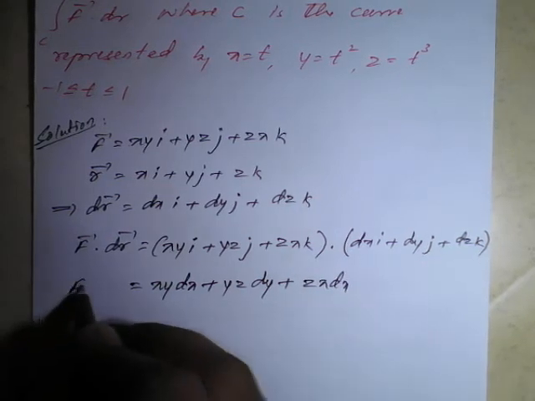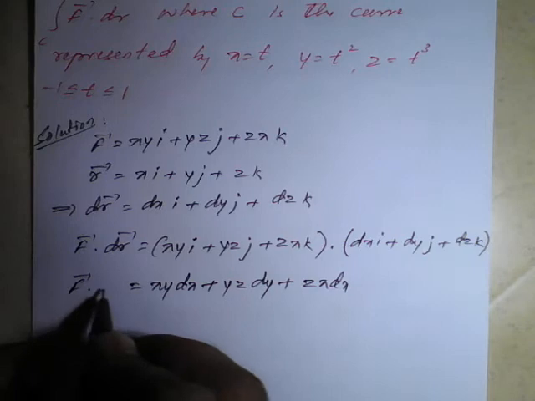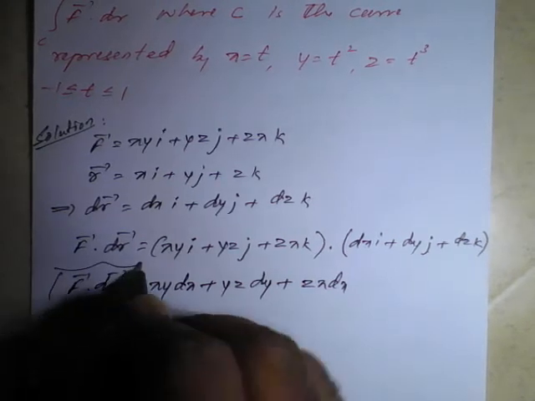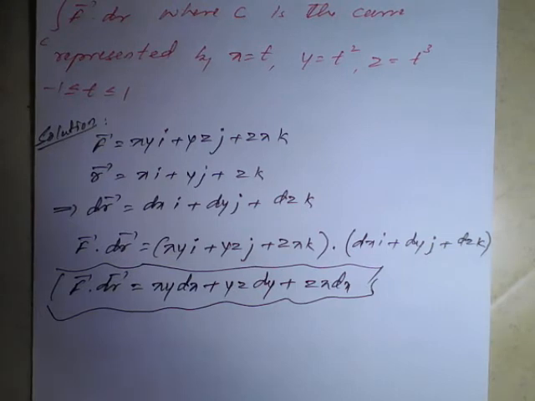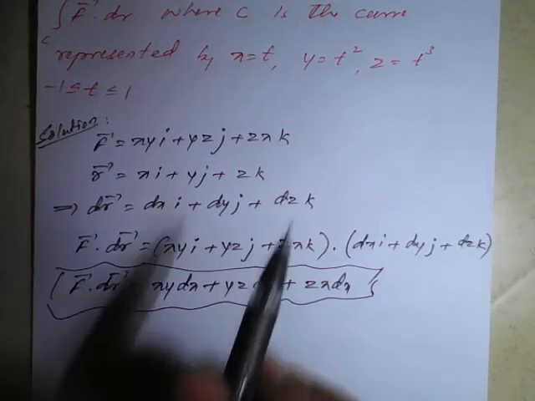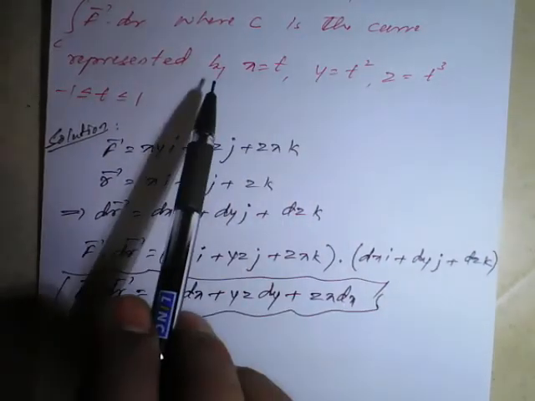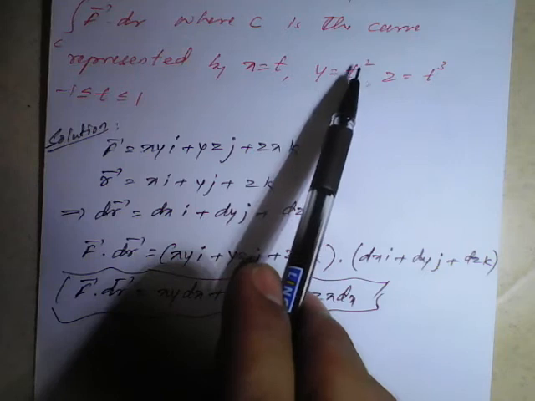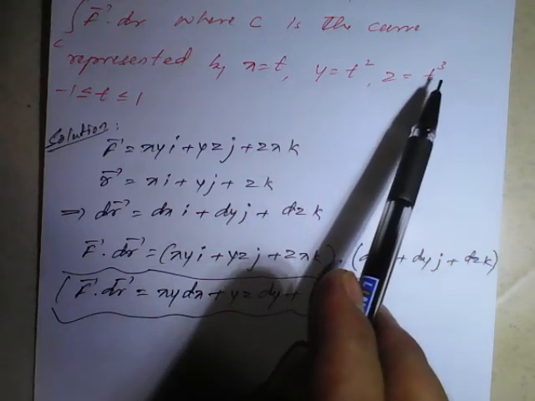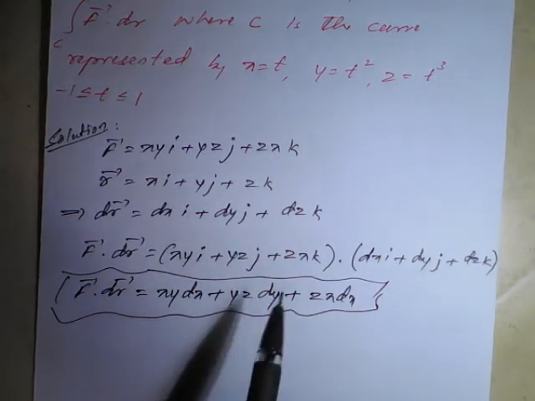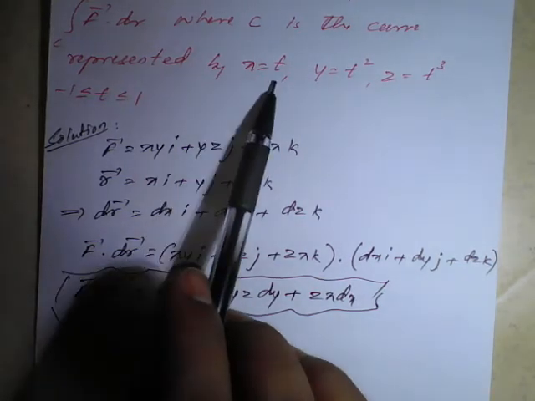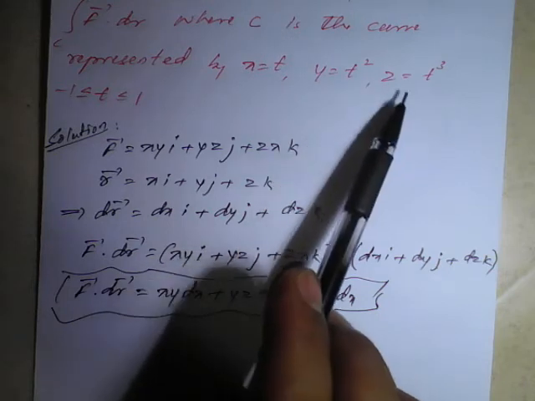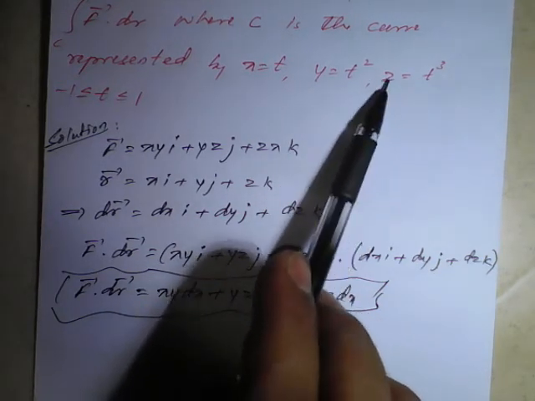So this is a simplification of vector F dot vector dr. Now we can easily apply the integration, but before integration they have given some representation. The curve C is represented by x is equal to t, y is equal to t square and z is equal to t cube. Means we need to change this x, y, z in terms of t by replacing x is equal to t, by replacing y is equal to t square, by replacing z is equal to t cube.